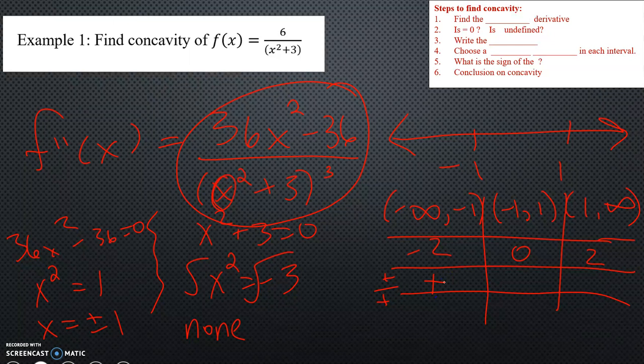Plugging 0 in the numerator, I'll have a negative, and I already said the denominator will always be positive, so that'll give me a negative. And then plugging 2 in, I will get a positive. So here I will have concave up because it's positive, concave down because it's negative, and then concave up again here. Let's save example 2 to complete together as a class.